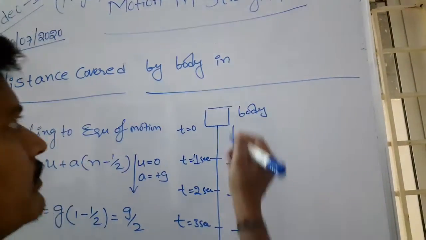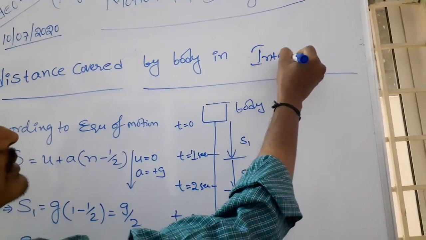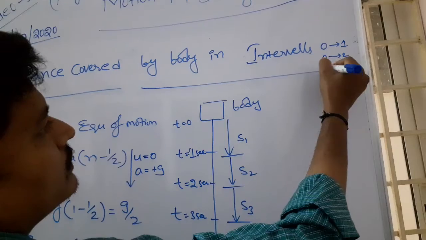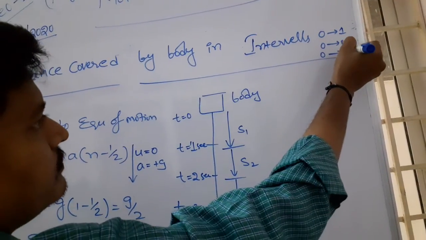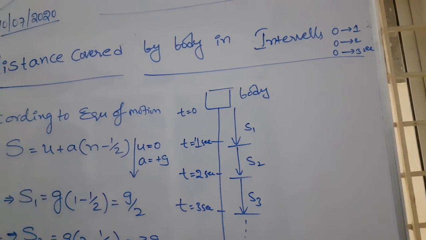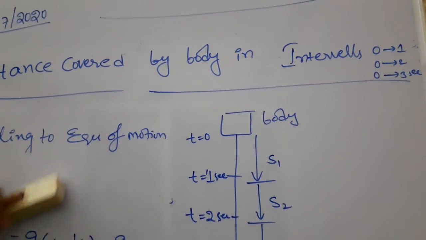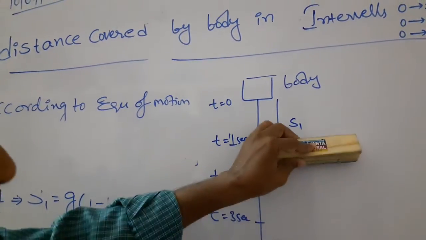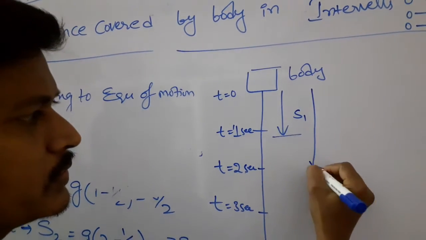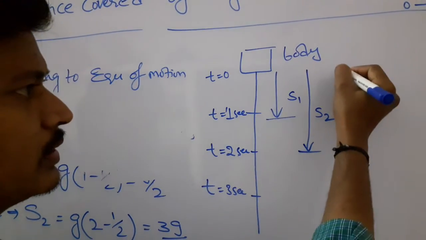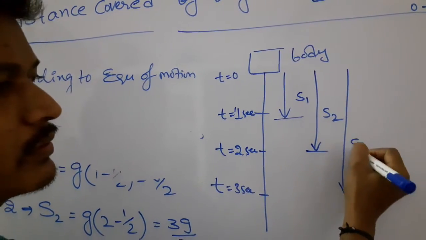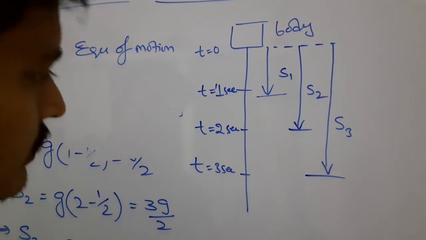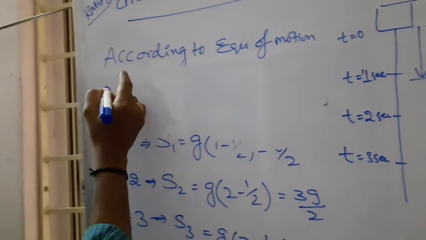Next, ratio of distance covered by a body in intervals, that is 0 to 1, 0 to 2, 0 to 3, and so on. So 0 to 1 second, next 0 to 2 seconds, distance covered S2, next 0 to 3 seconds, distance covered is S3, and so on. So the distance covered ratio, how can we measure?